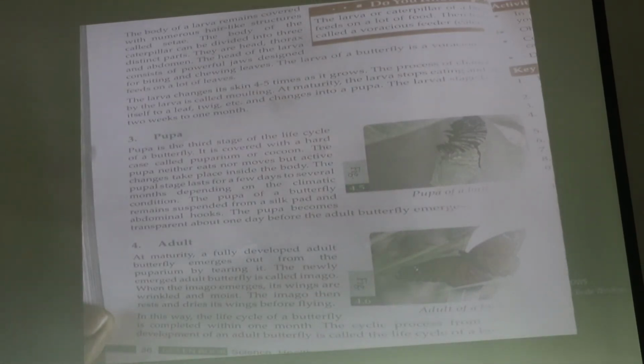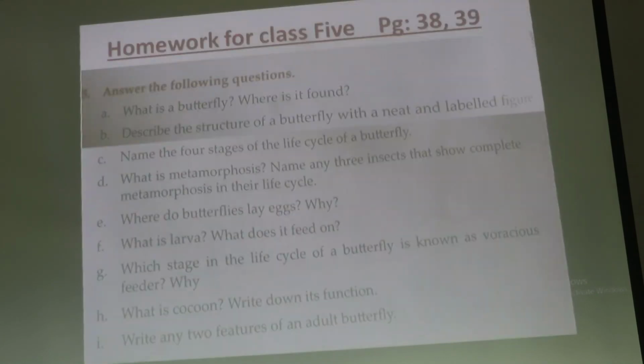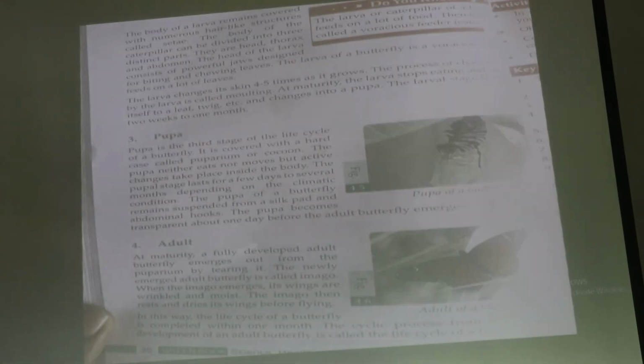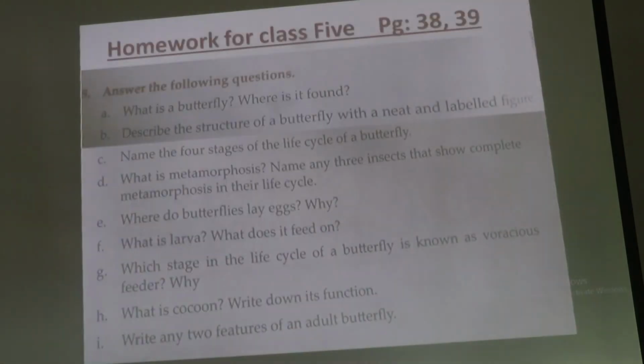In this way, the life cycle of a butterfly is completed within 1 month. The cyclic process from the egg to the development of the adult butterfly is called the life cycle of butterfly.